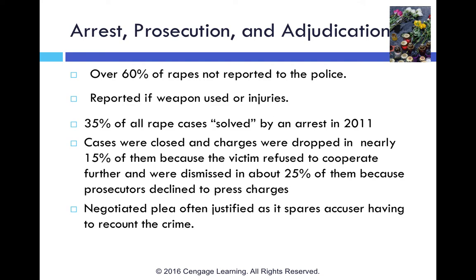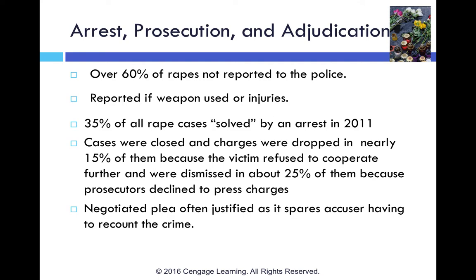About 35% of all rape cases were cleared by an arrest in 2011, but cases are often closed and charges dropped in nearly 15% of cases. Victims often don't want to cooperate. They don't want to go to court. And in about 25% of cases, prosecutors decline to press charges. And so a lot of those cases are falsely reported as exceptional clearances, even though they do not actually meet the requirement to be cleared that way.